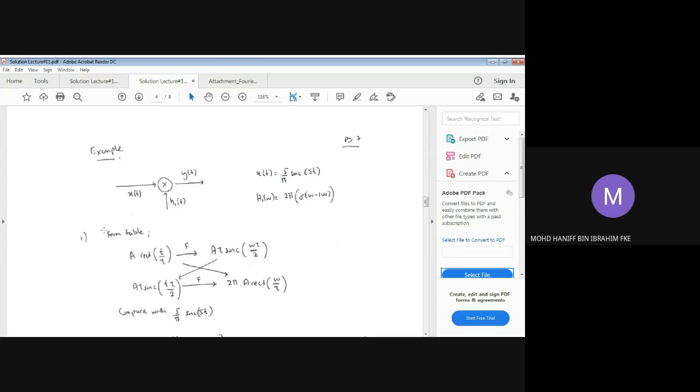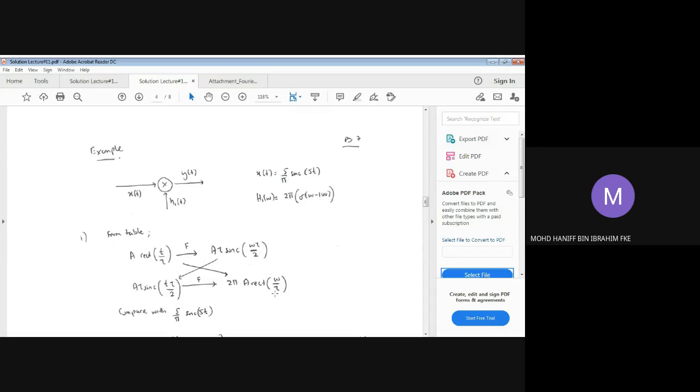Based on the table, if we have a rectangular function, rect(t over tau), its Fourier transform will be tau sinc(omega tau divided by 2). Now we can use duality, which states that if we copy these terms in time domain and just change omega to t, we will have tau sinc(t tau over 2), and its Fourier transform will be 2 pi rect(negative omega divided by tau). The t is now changed into negative omega, but since the rectangular is an even function, we can ignore the negative sign.